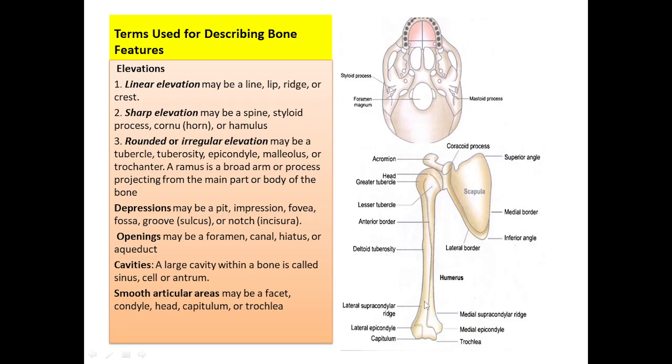Then we have a ridge. This is the line, sharp line. This is called supracondylar ridge.